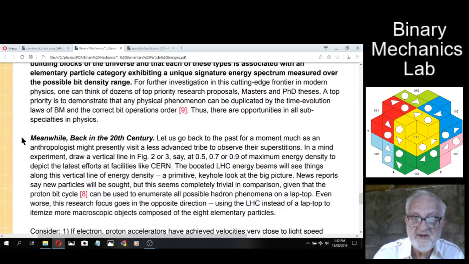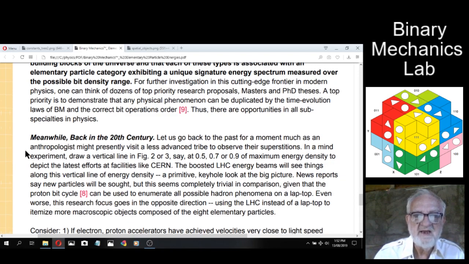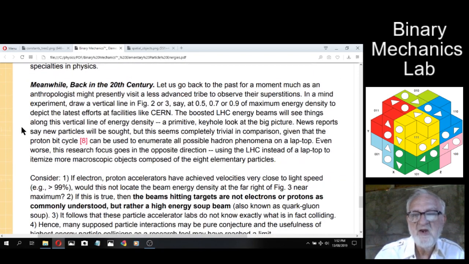Meanwhile, back in the 20th century, let us go back to the past for a moment, much as an anthropologist might presently visit a less advanced tribe to observe their superstitions. In a mind experiment, draw a vertical line in figure 2 or 3, say at 0.5, 0.7, or 0.9 of maximum energy density to depict the latest efforts at facilities like CERN. The boosted Large Hadron Collider energy beams will see things along this vertical line of energy density, a primitive keyhole look at the big picture.